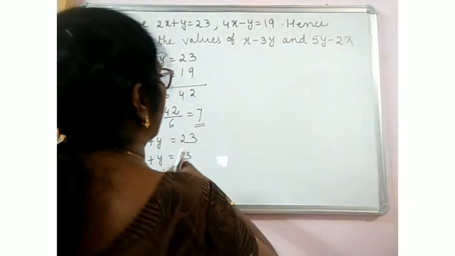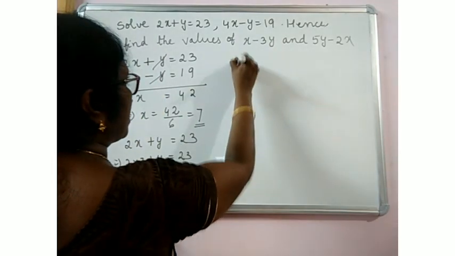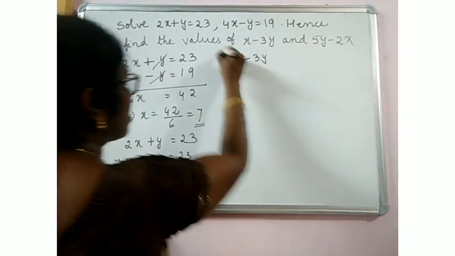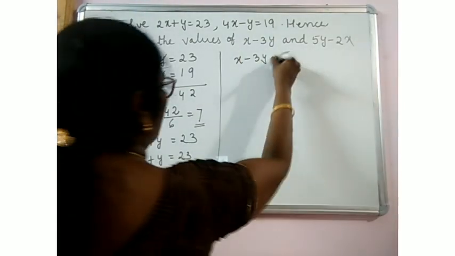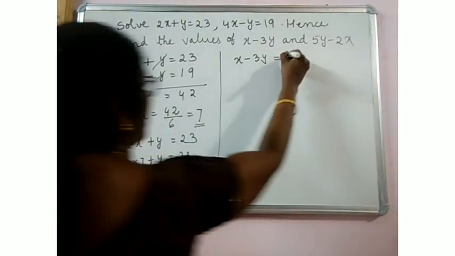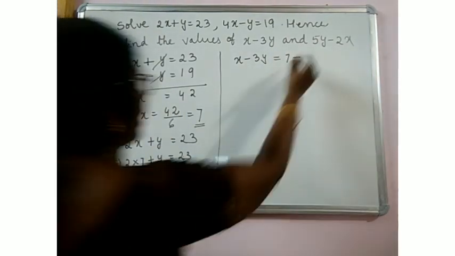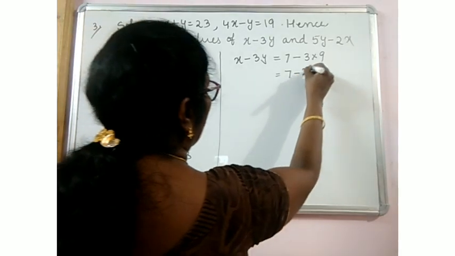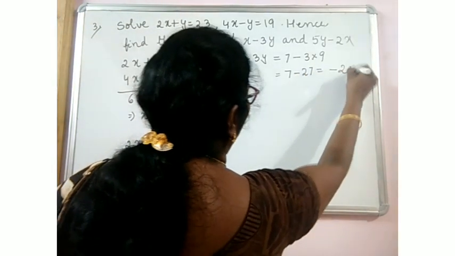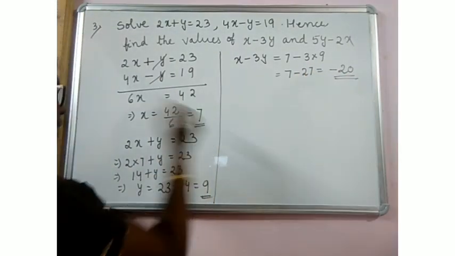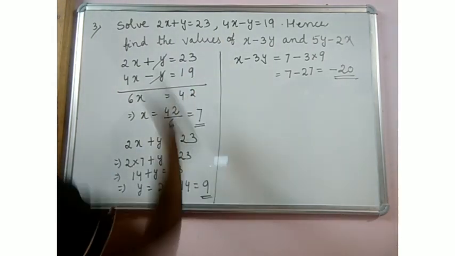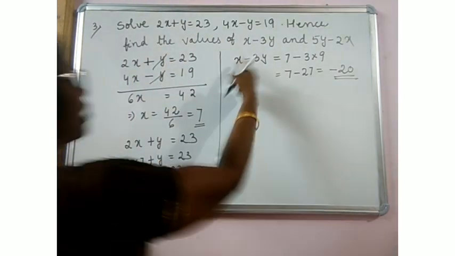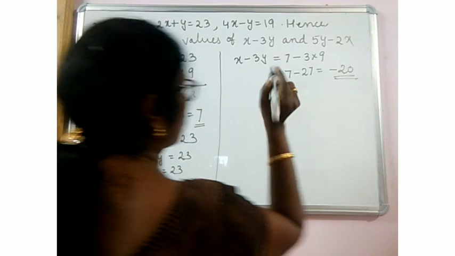Now we have to find the value of x minus 3y. So x minus 3y is equal to x value 7, minus 3 into y value 9. 7 minus 27 gives you minus 20. So the value of x minus 3y is minus 20.